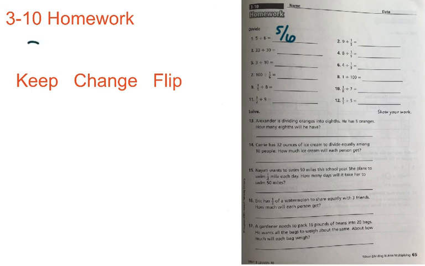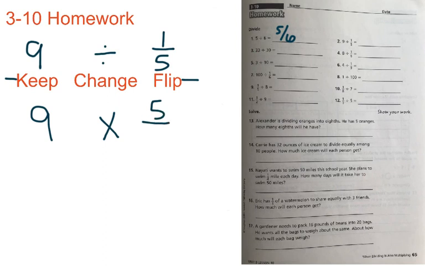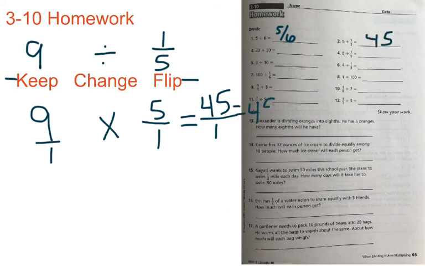So what we have, and I'm going to write it above, 9, and we have divided by 1/5. And I'm going to do my keep, change, flip. And now I have 9, change the sign, times, flip, 5/1. Now I write 9 as a fraction, 9/1. 9 times 5 is equal to 45. 1 times 1 is equal to 1. And my answer for number 2 is 45. And there's my keep, change, flip model.